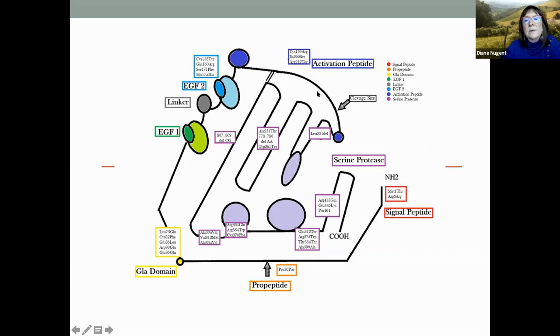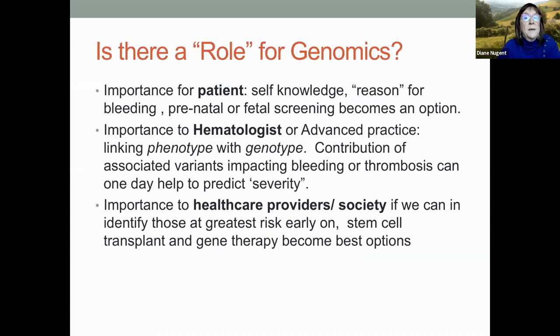And why is that important? If we look at families and we look at patients and we begin over time to see the same variant in the same region, and it's linked with a particular kind of bleeding pattern, that helps us to predict what the bleeding is going to be like for those patients or within a family.